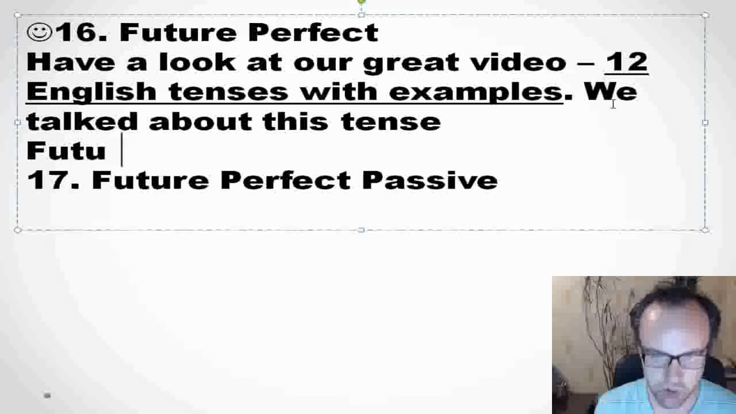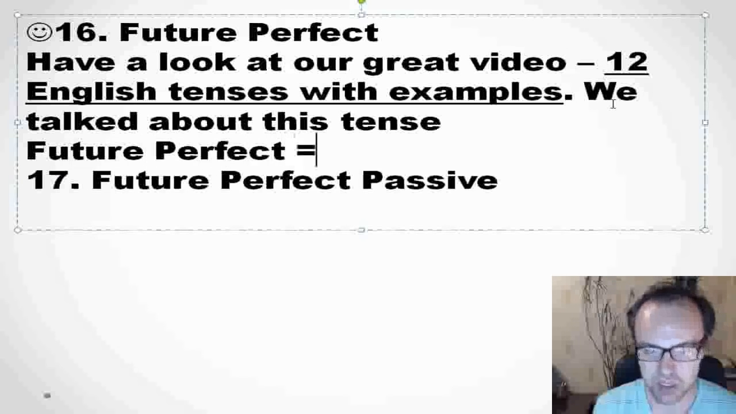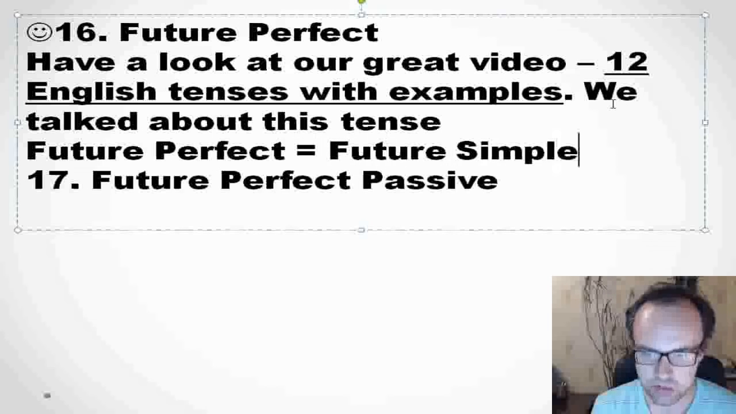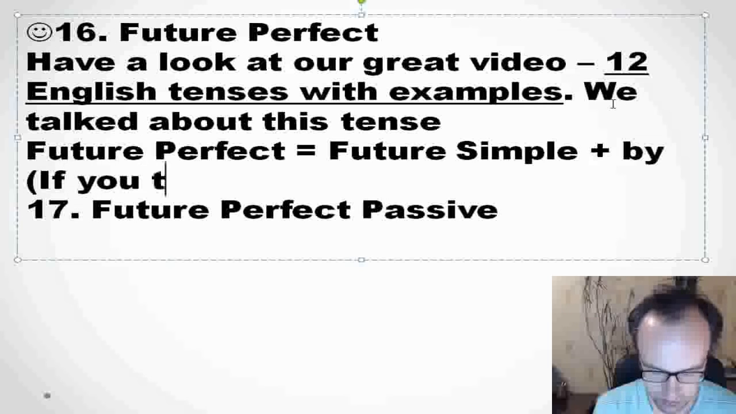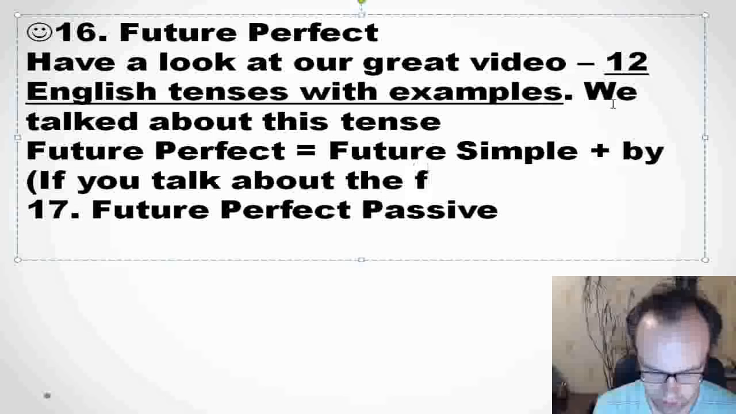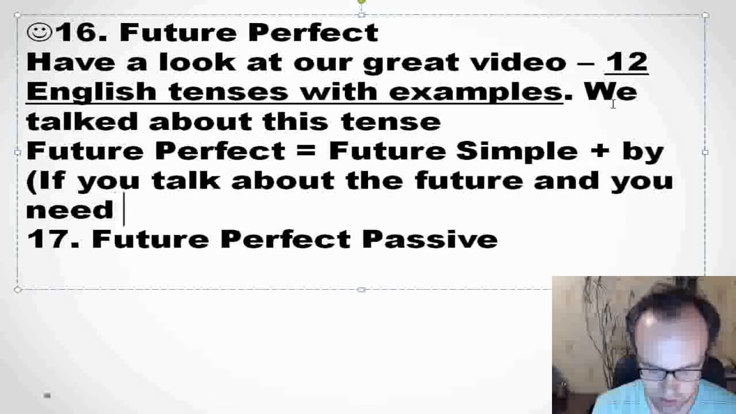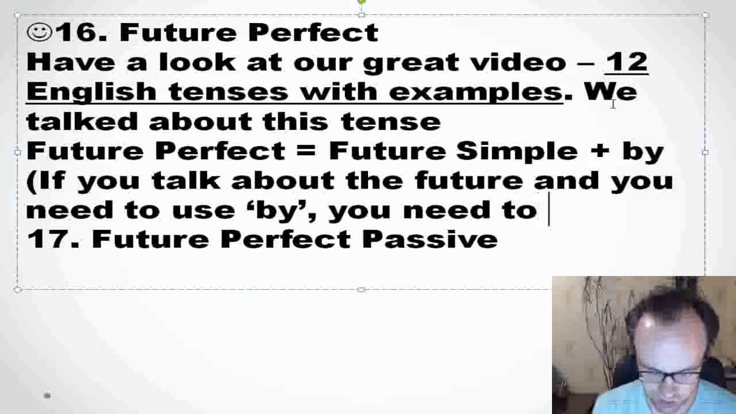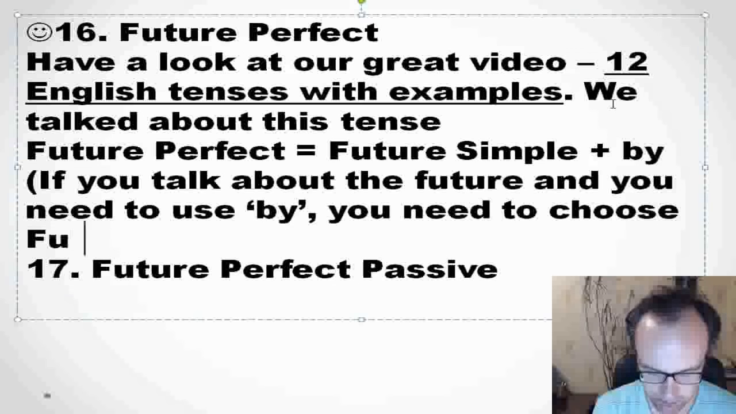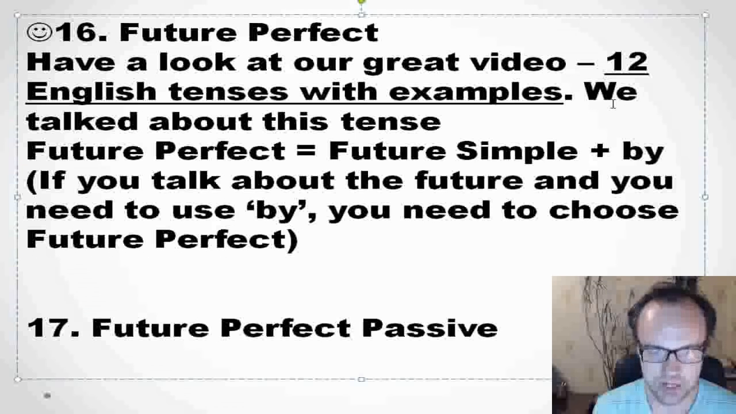So, what is future perfect? You know, it's future simple plus by. So, if you talk about the future and you have to use by, you need to choose future perfect. Okay, so look, and how do we form it?